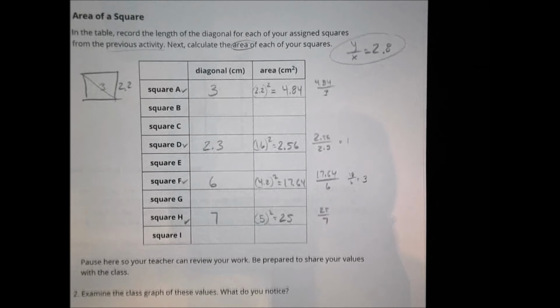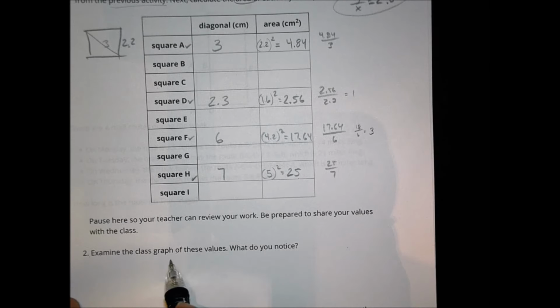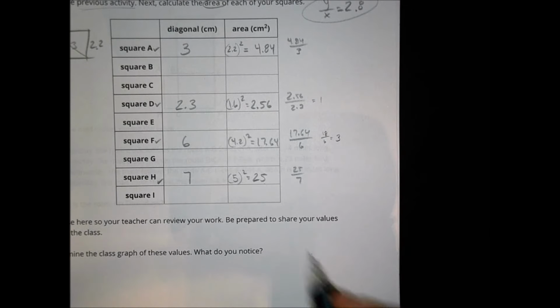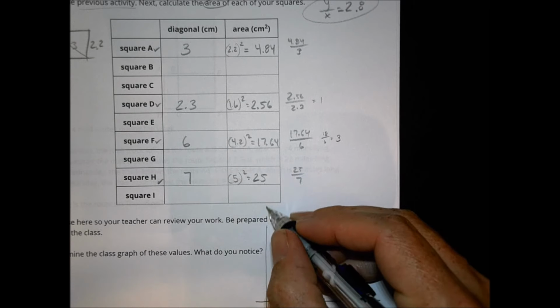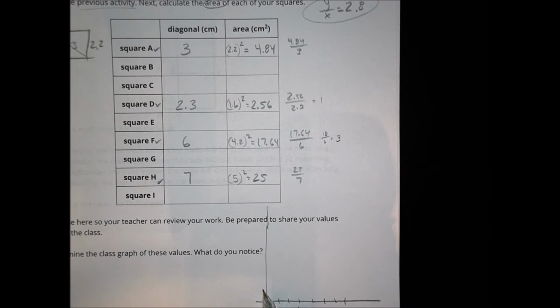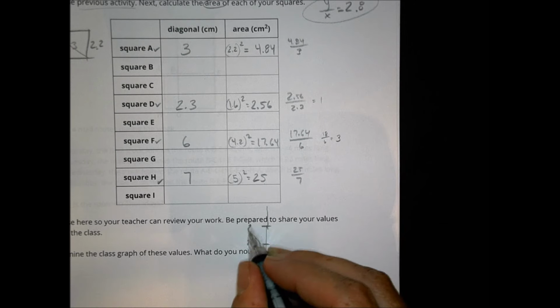Okay, so it says next to examine the class graph of these values. So in class, hopefully with your teacher, you take all your values and you're supposed to put them in one large graph like so. And so you might have had a value like this where you went, well, let's look at our diagonals down below, our diagonal value here, and you went 1, 2, 3, 4, 5, 6, 7, and that's how far out I went. And over here I'm going to just count by 5s because it's a little easier because I have some large values there. So I have 5, 10, 15, 20, and 25.